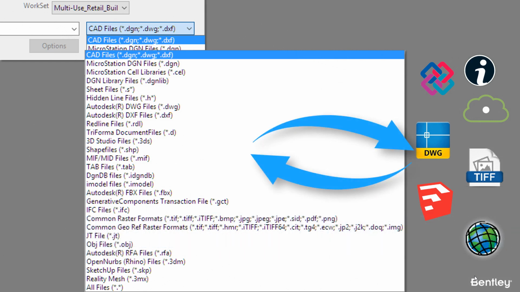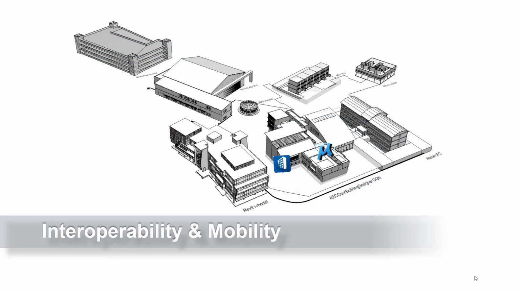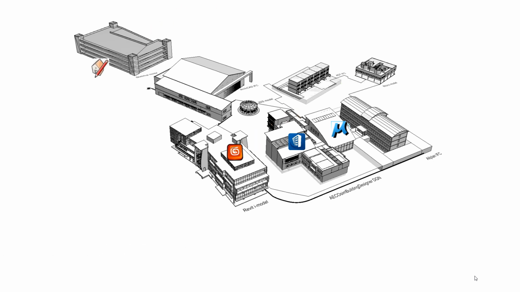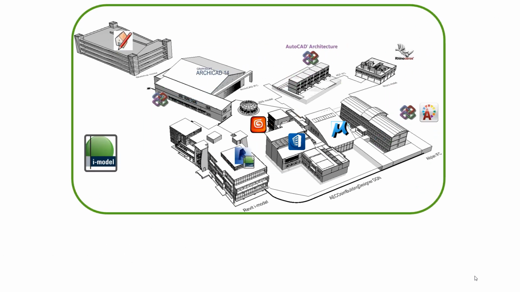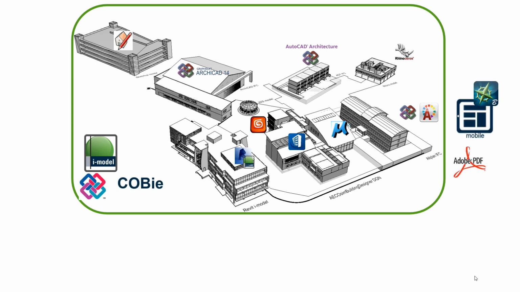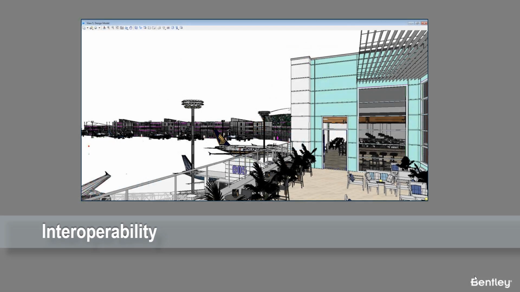We're able to open up many native file formats such as True DWG, IFCs, Reality Mesh, SketchUp, OpenNURBS, Rhino, as well as many others. We're able to bring in other models into EcoSim through IFCs. We can bring in SketchUp. We can bring in Revit models through our iModel technology. And we're also compatible with Cobie and Adobe PDF.